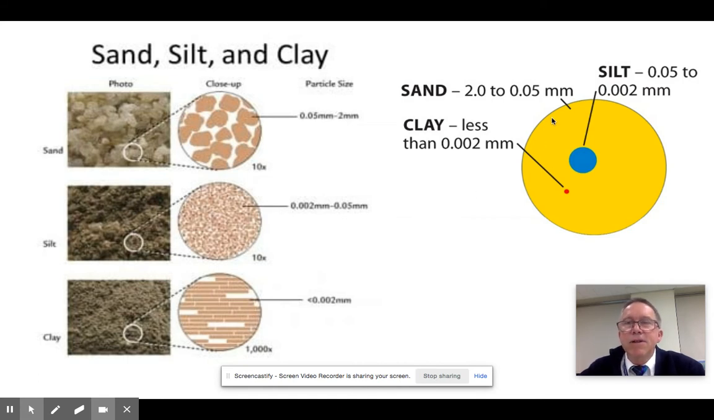So I like this one here. If this yellow one is a sand grain, then the blue one is what a silt grain would look like, and the red one is about the size of a clay particle, except a clay particle wouldn't be round like that.